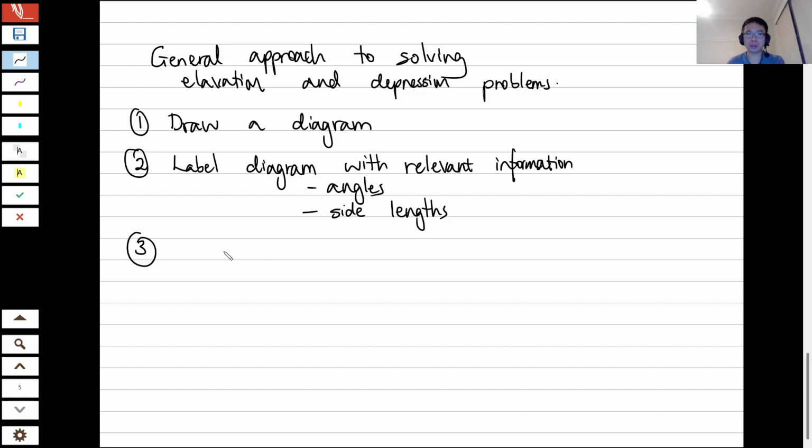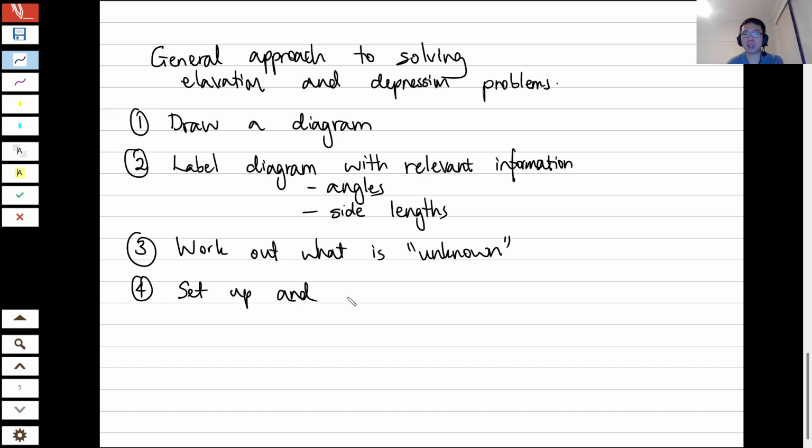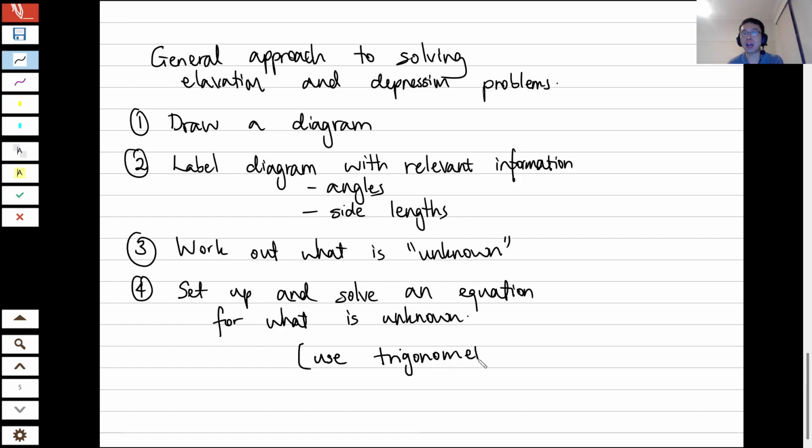The next thing you want to do is work out what is unknown. That is the quantity that you are solving for. And then you'll want to set up and solve an equation for what is unknown. Generally, at this step, you will use trigonometry, either to find an unknown side length, as we did in the 2 examples, or an unknown angle.